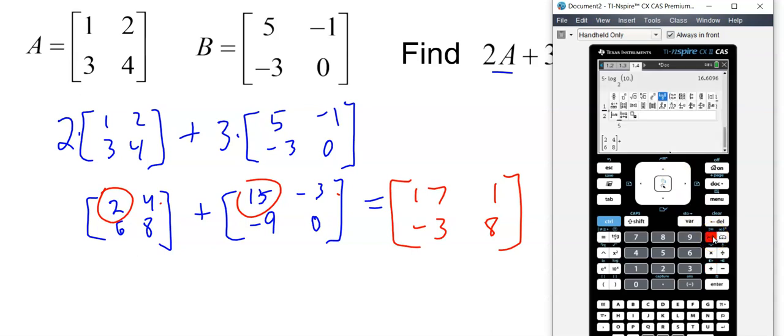If you hit the template key, if you scroll down to here, do you see that's a 2 by 2, that's a 1 by 2, 2 by 1. That one's customizable matrix, but this one happens to be a 2 by 2, so I'm going to click that one. This would be 15, -3, -9, and 0. And we should get the same answer, 17, -3, 1, and 8. You got it. So the calculator can handle matrices.